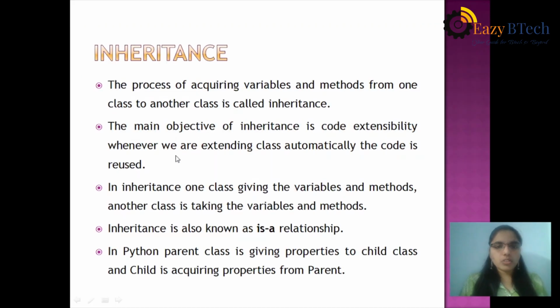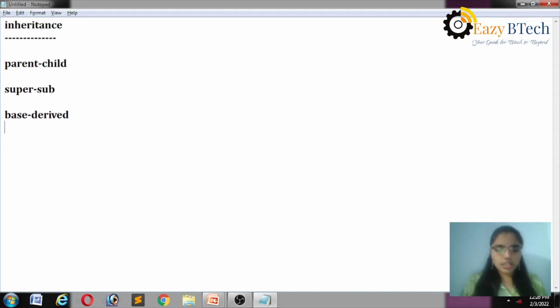Okay, so what is that? The main objective of inheritance is code extensibility. See here, I am taking a class named A. This class contains the M1 method, M2 method, and M3 method with definitions.